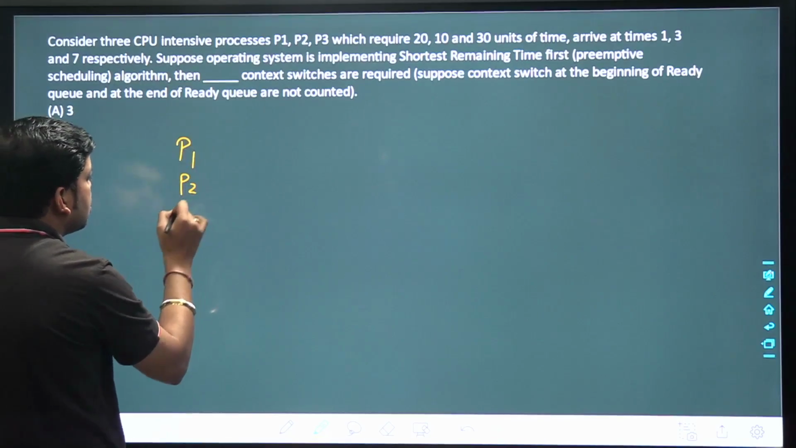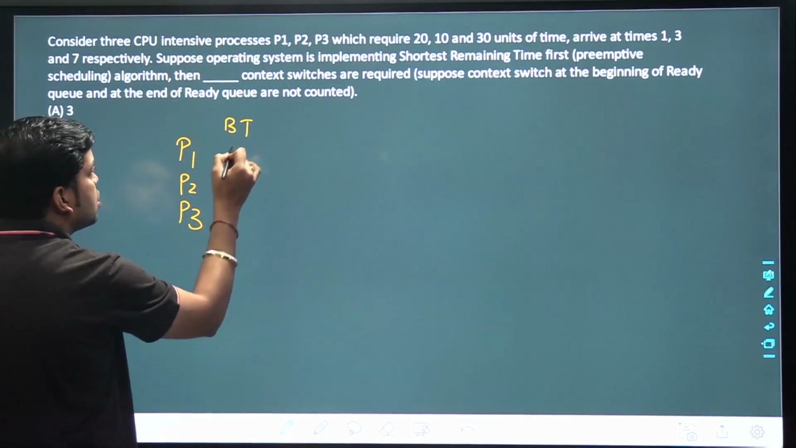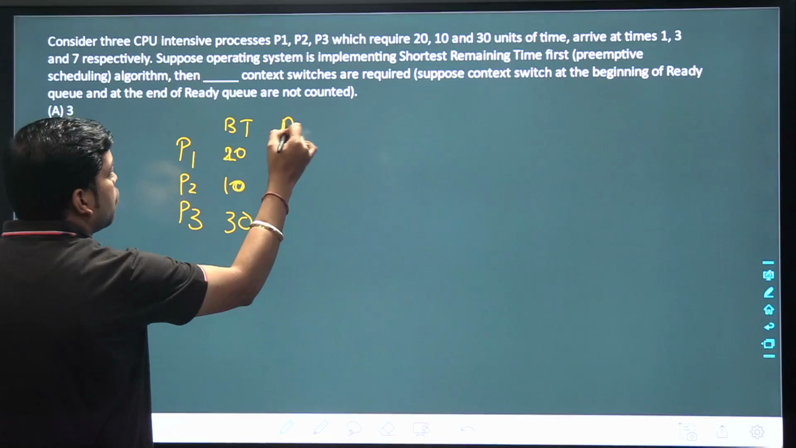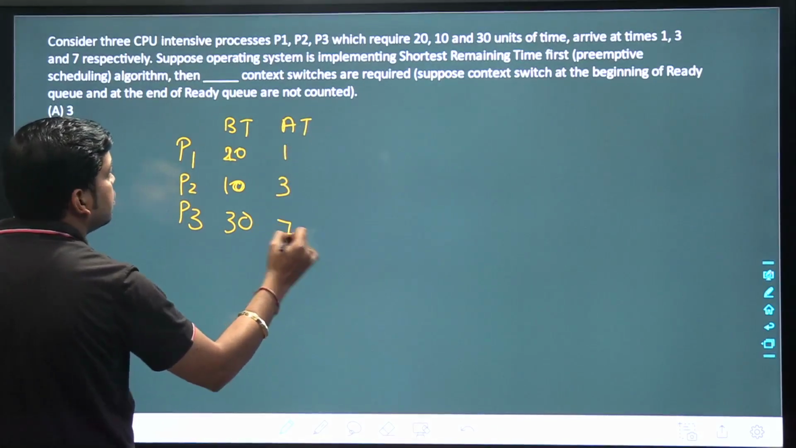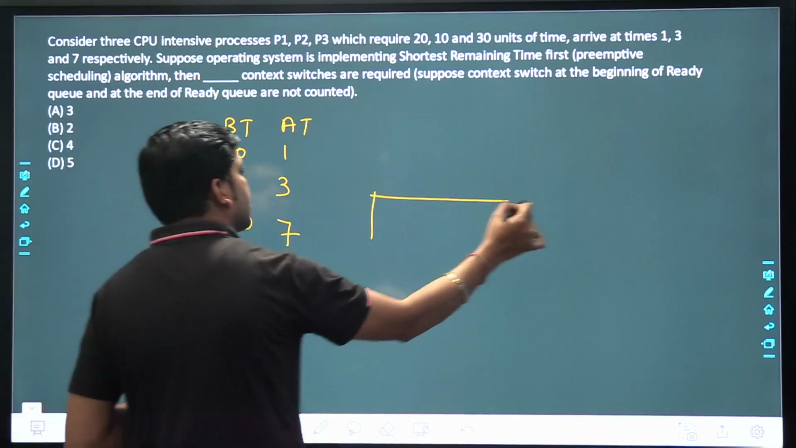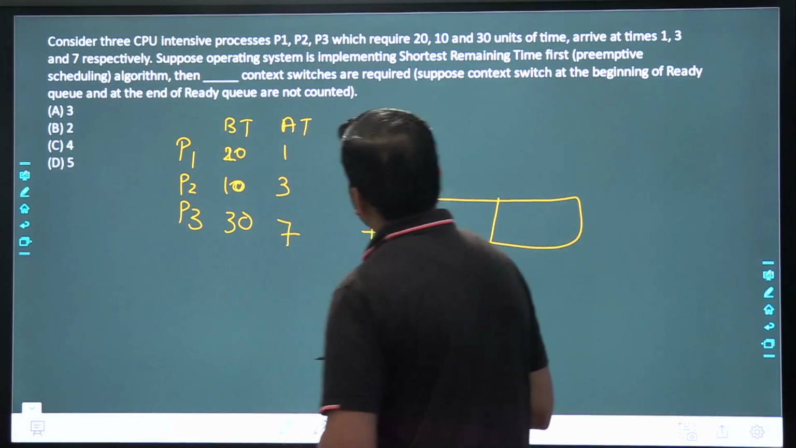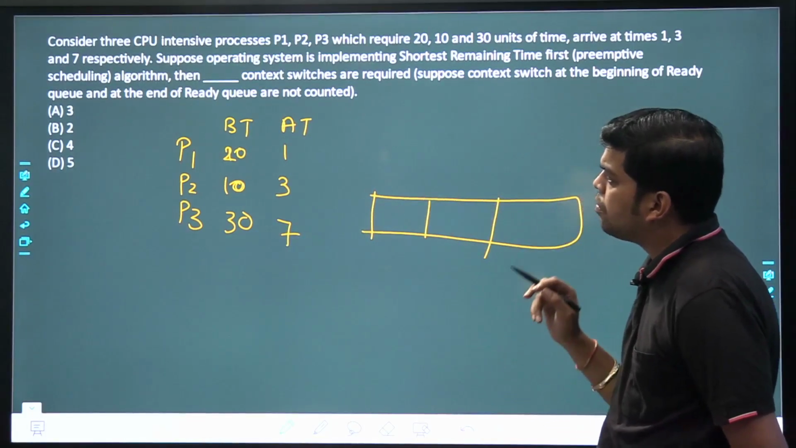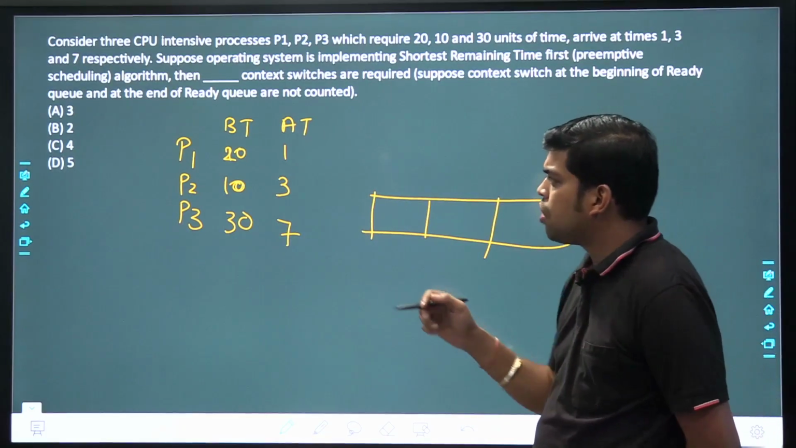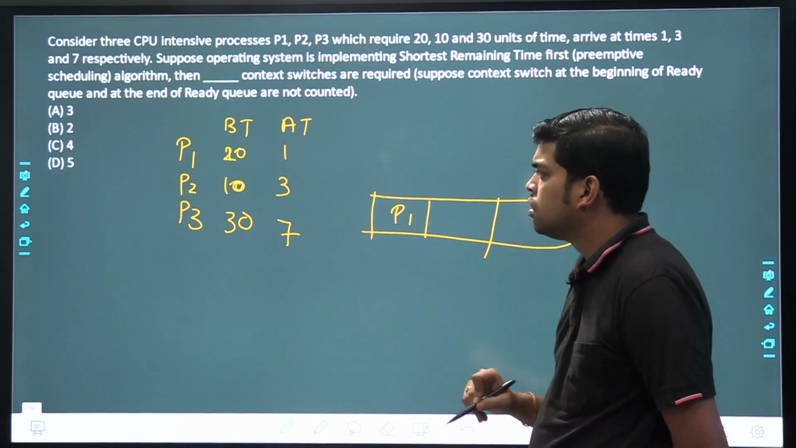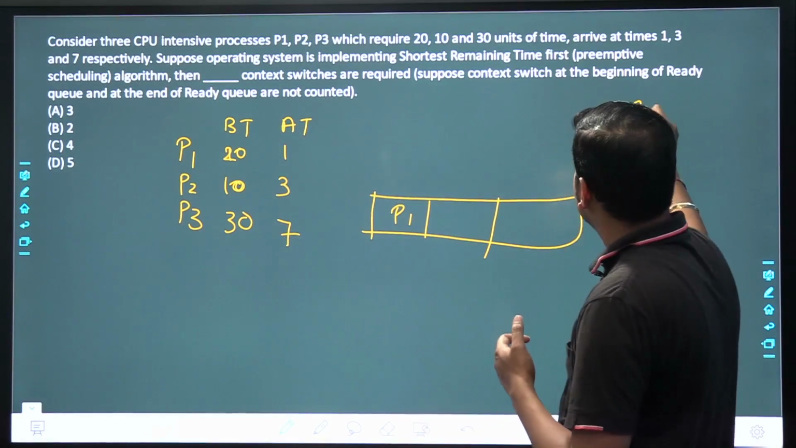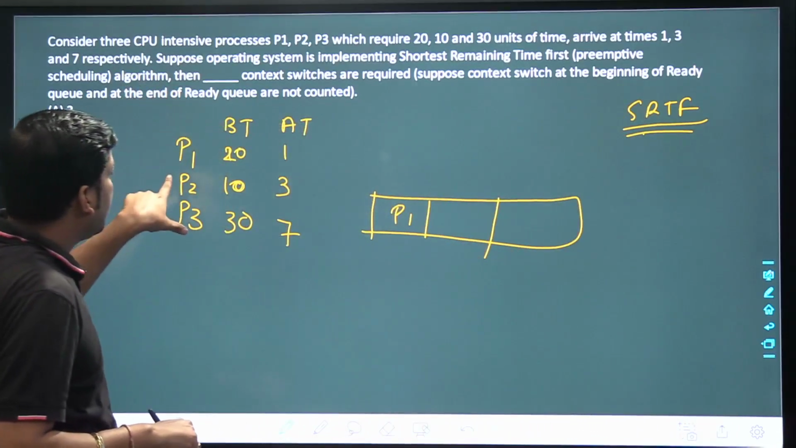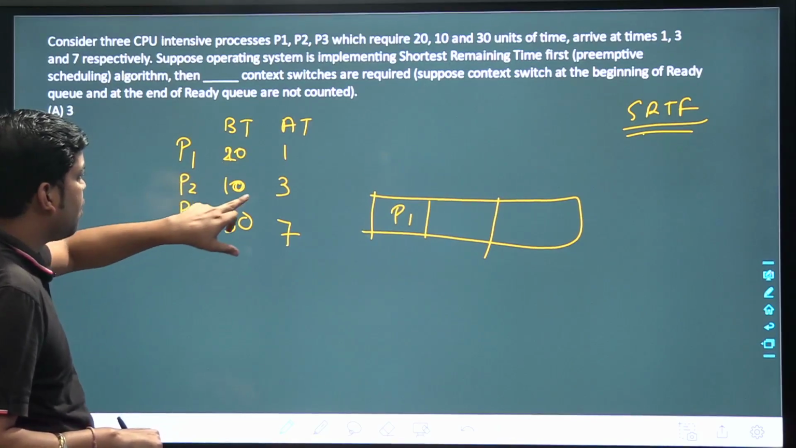There are 3 processes and the burst times of these processes are 20, 10 and 30, and the arrival times are 1, 3 and 7. We use the SRTF technique, shortest remaining time first. We need to find, if the operating system implements SRTF preemptive scheduling, the number of context switches required. So the first process to arrive is P1, so first we execute P1. Got it? The burst of P1 is 20.